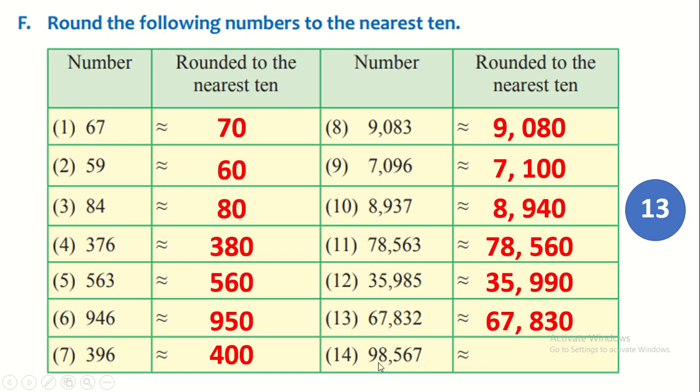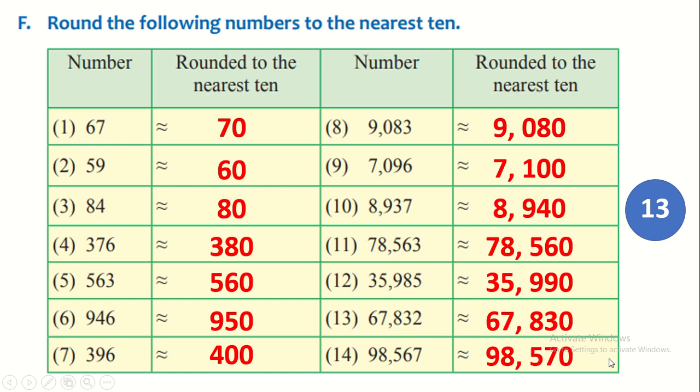14. 98,567. The nearest 10 is 6. 7 is the next number. You can round off the number to 98,570.